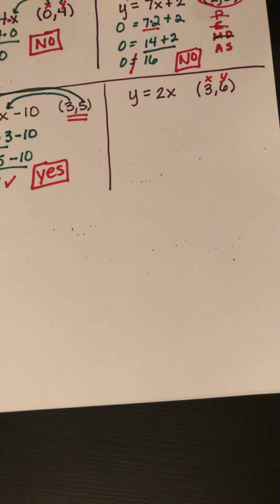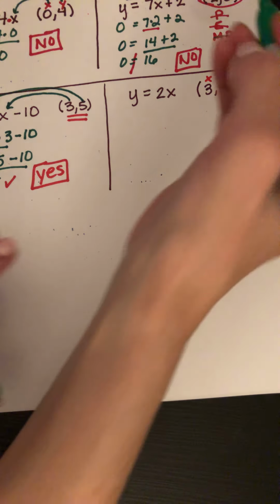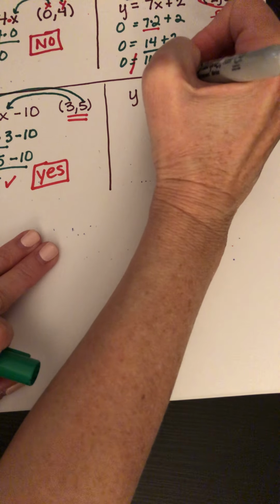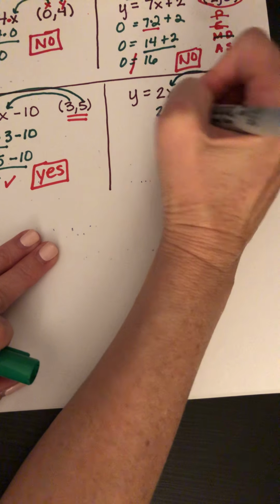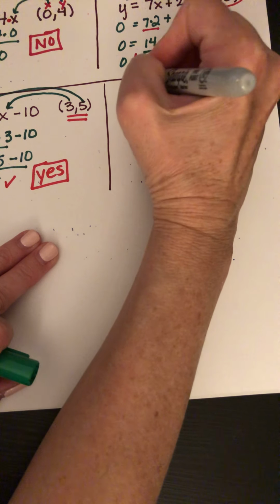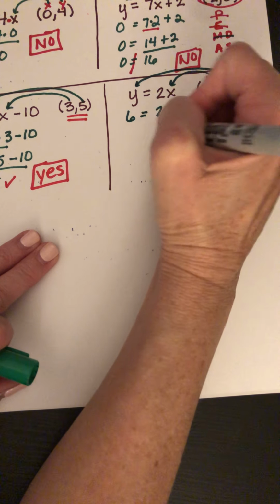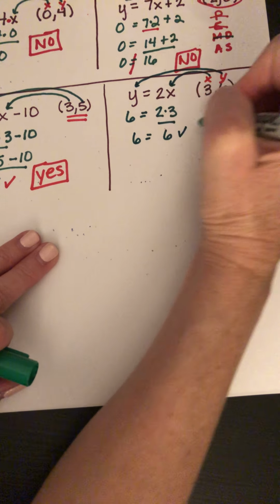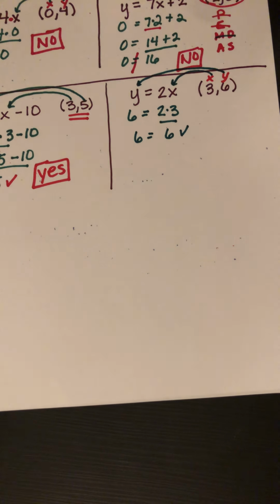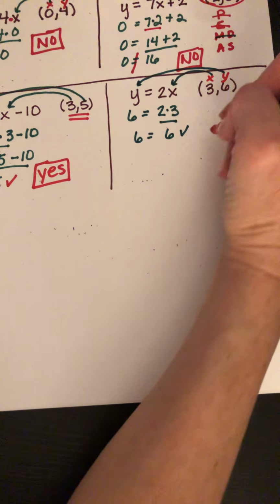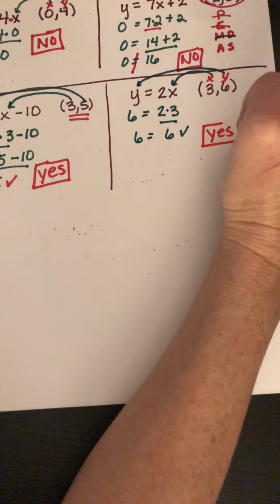Okay, so you paused it and you tried to solve it, and you should have plugged 3 in for x. So we have 2 times 3 and 6 for y. 2 times 3 is 6. 6 equals 6. That checks out. So your answer is yes. This does work as an ordered pair.